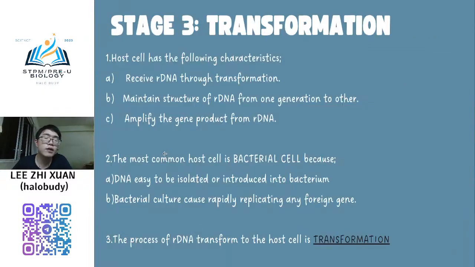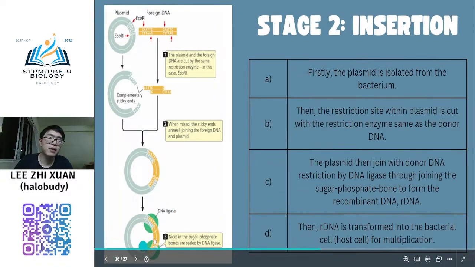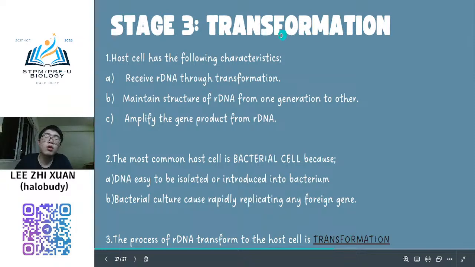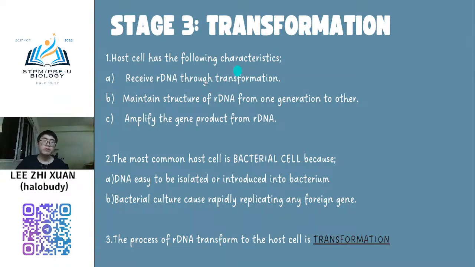Okay. So after that, we will go to the transformation. So we know that after the process, the recombinant plasmid is formed, we will insert this plasmid back into the host cells. So the host cell is E. coli. Okay, so the process we call transformation. Normally the host cells will have this general characteristic. So the host cell is not necessarily E. coli, but the most common one is using E. coli, bacterial cell.